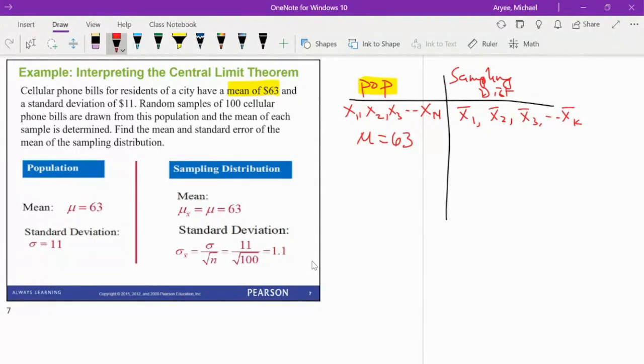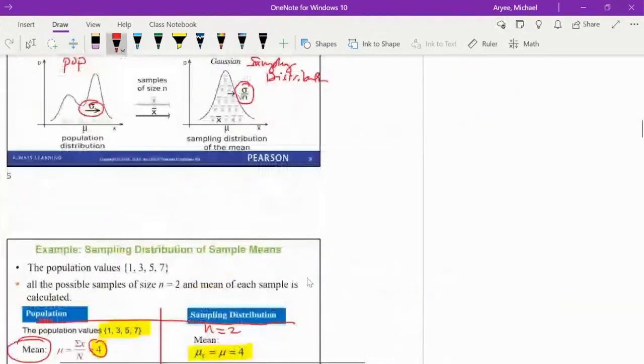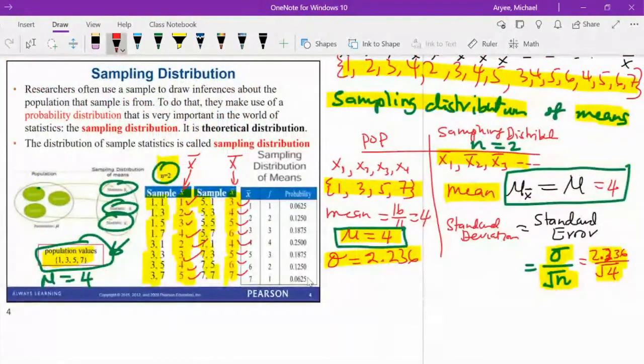Yes, Alex. Why do you put x bar k at the end of sampling distribution? Oh, because the number of all the possible samples, usually we use the notation K. Okay, thank you. For example, you see over here, K is 16, because if you take a sample of size 2, all the possible samples will end up to be about 16 of them.